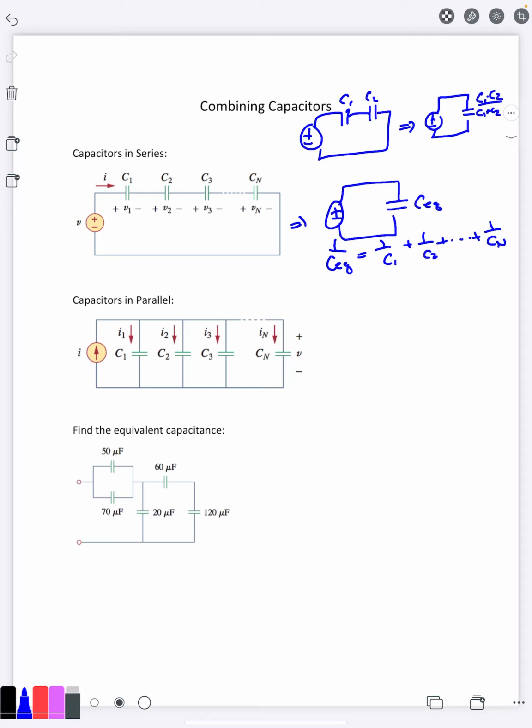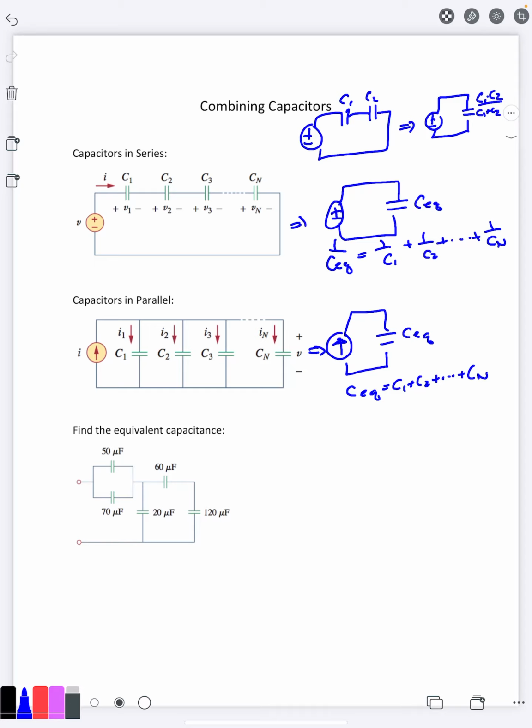On the other hand, when you have capacitors that are in parallel, this follows the easier rule where all you have to do to find the equivalent capacitance is add them up. So you don't have to do the more complicated rule. It's the simpler rule for resistors where you just add them all up.